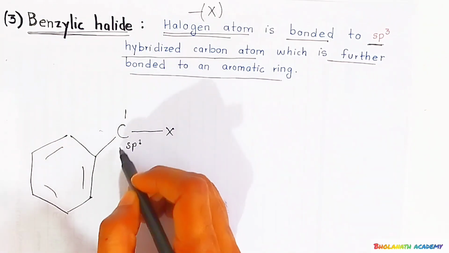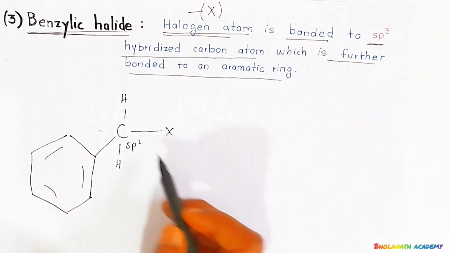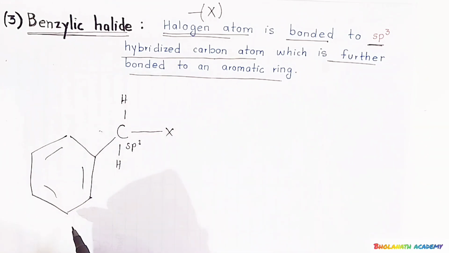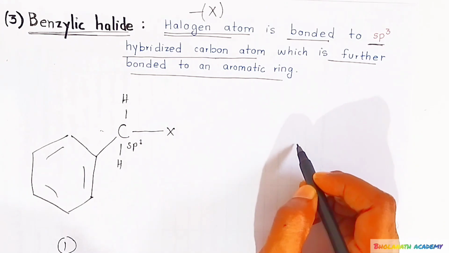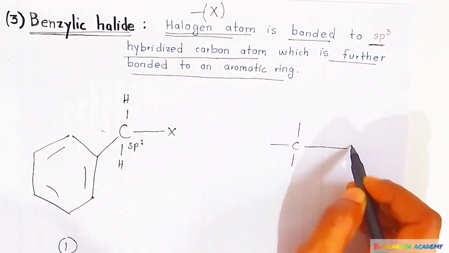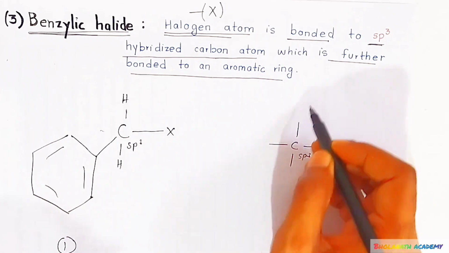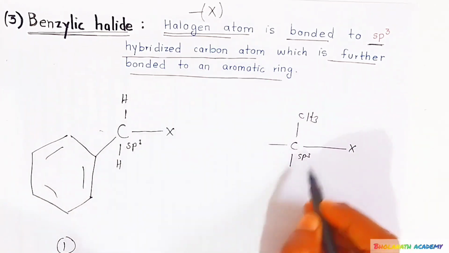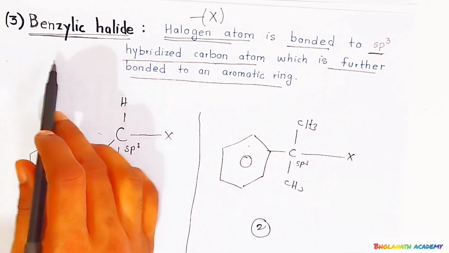Now fill the valency with hydrogen, students. So this way, students, you can fill the valency. So this is the benzylic halide. This is the example of benzylic. One more example, students, here the hydrogen you can replace by carbon also. So here this carbon is also sp3 hybridized carbon, students. Here one is a methyl group instead of hydrogen, the second example. So these are the examples of benzylic halide.